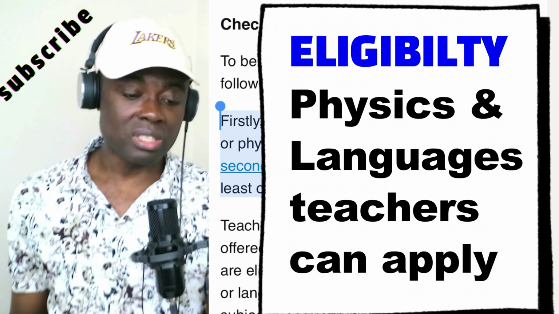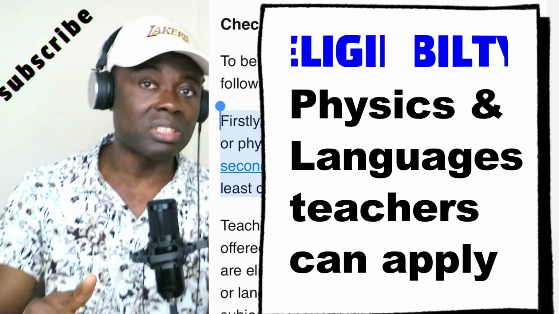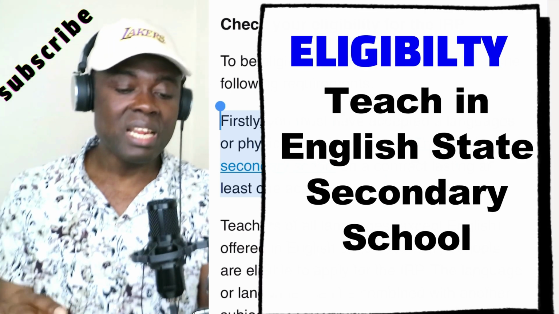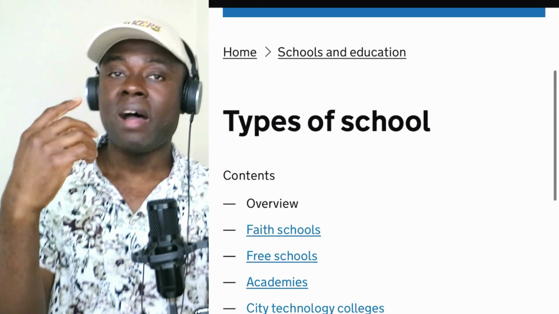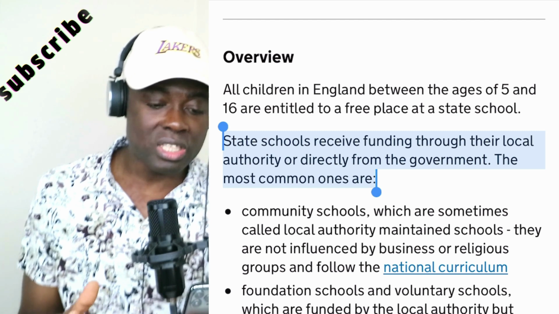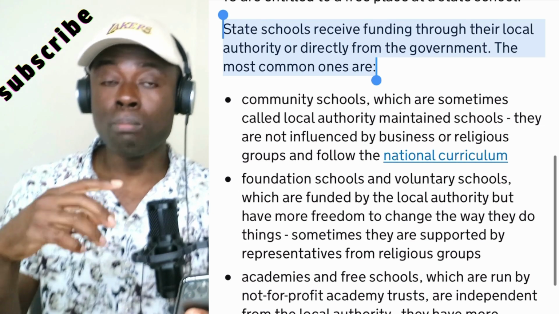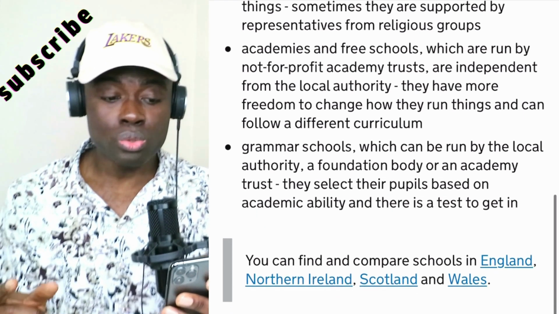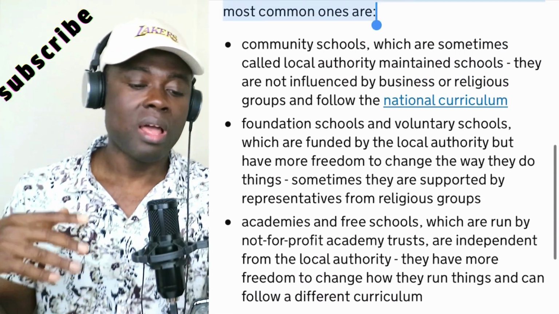Now, with regards to the languages, they have explained further that it is all languages except English. Okay. Now, they also want you to be teaching in an English state secondary school. Now, what is an English state secondary school? There is further explanation here. A state school receives funding through their local authority or directly from the government. The most common ones are community schools, foundation schools or voluntary schools, academies and free schools, grammar schools. So these are the most common state schools.